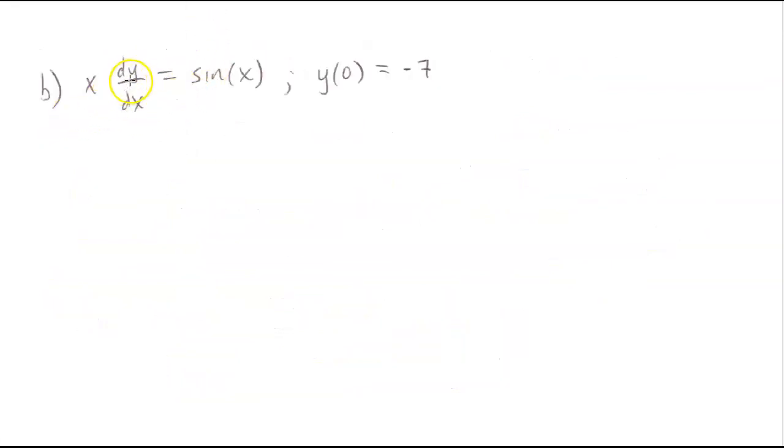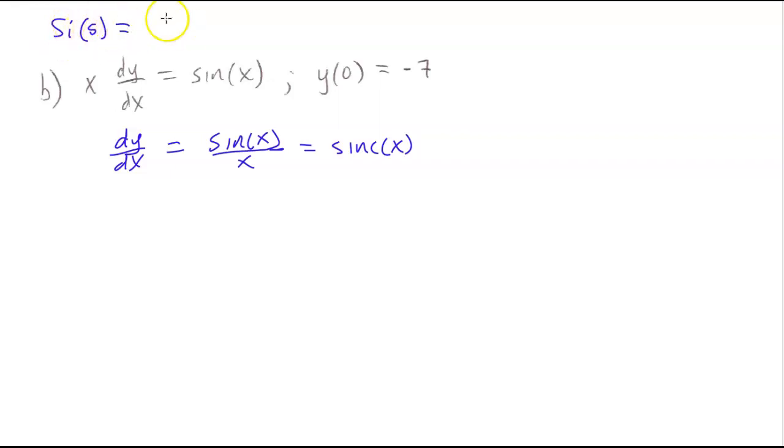All right, so for our next example, we see that we have a first order differential equation. And if we were to divide both sides by x here, what we would see is that we have dy over dx is equal to sine x over x. And of course, we learned before that this is equal to the sinc function. And so we've seen something like this before. If you recall, we had what was called our sine integral function, which we call Si of x, was going to be equal to the integral from 1 to x of sine of s over s ds. Okay.